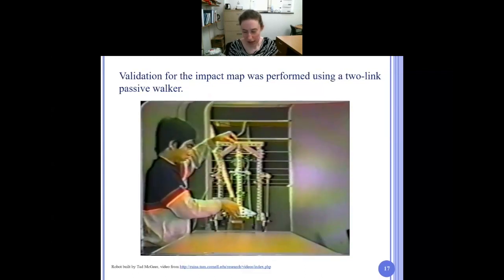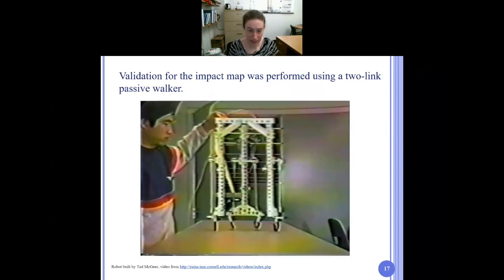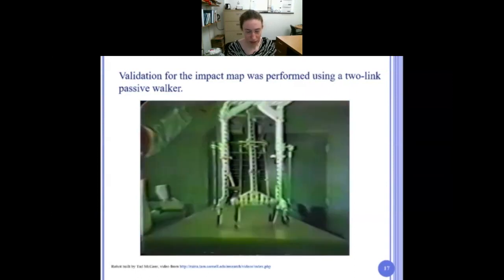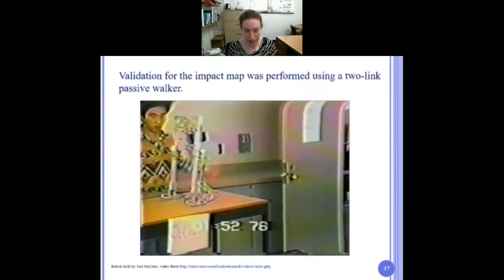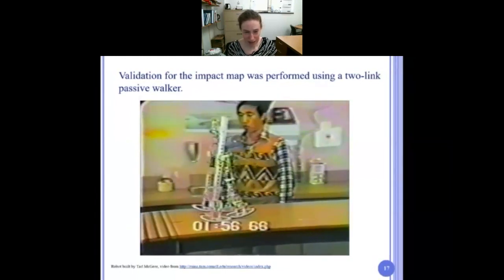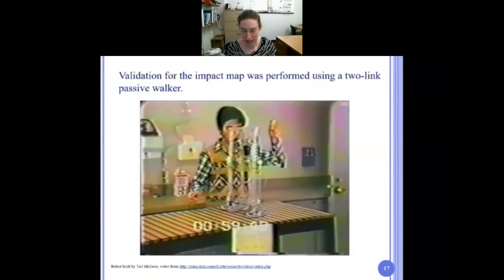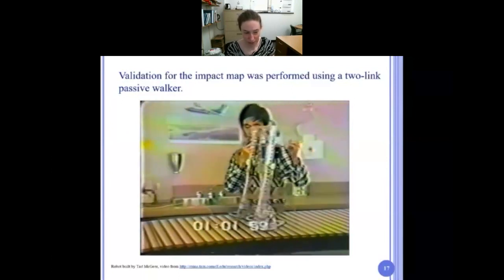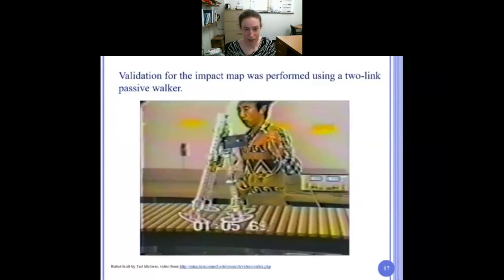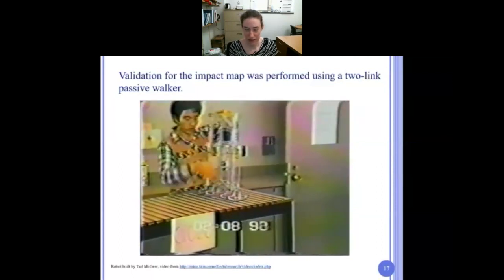So now that I have the model, the next thing I needed to do was validate it to make sure that it was actually accurate. So in order to perform this validation, I used experimental data from Tad McGear's passive 2-link biped. A passive biped is a mechanism that can walk down a shallow slope without any additional input energy. This is an ideal case to validate the model because all of the movement comes from the dynamics of the system. So we don't have to deal with any type of controller.